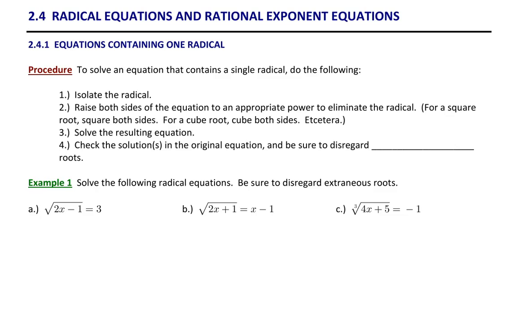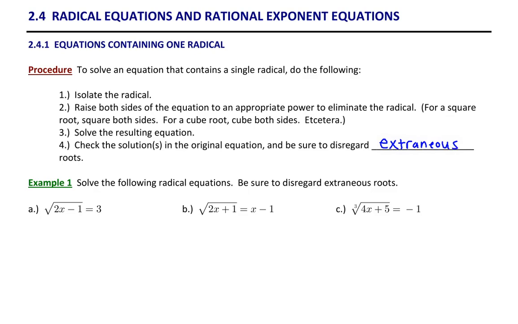Now, sometimes when you solve a radical equation, even though you do all the algebra right, you end up with extra solutions that don't balance the original equation. We call these extraneous solutions or extraneous roots. We will not include these in our solution set, so be sure to disregard extraneous roots. Let's begin with example 1.